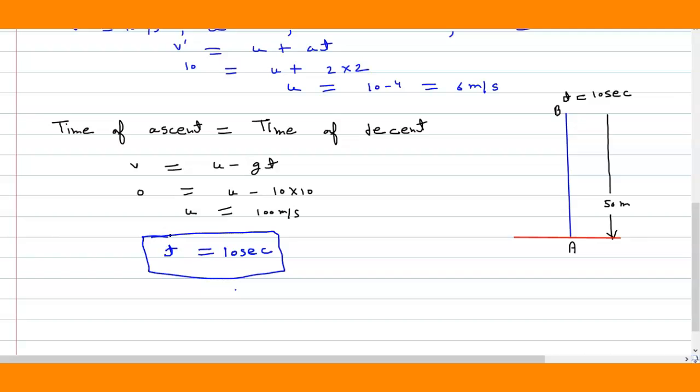The second equation is not applicable there. Next question: a car starts from rest, moves with an acceleration a, and then decelerates at b for some time to come to rest. If the total time taken is t, find the maximum velocity of the car. Okay. Then first of all, we draw the diagram for solving the question.